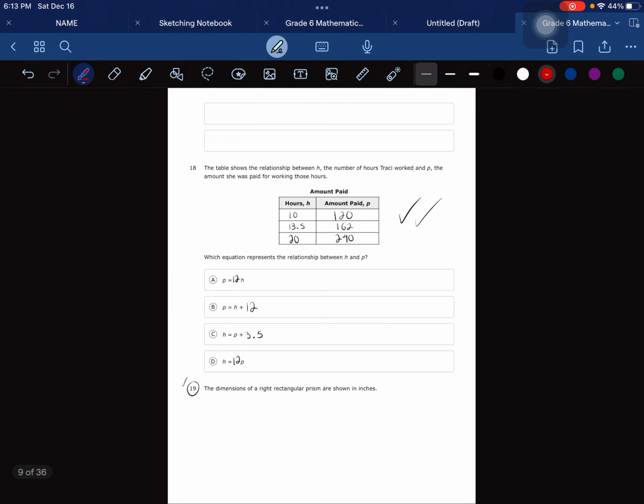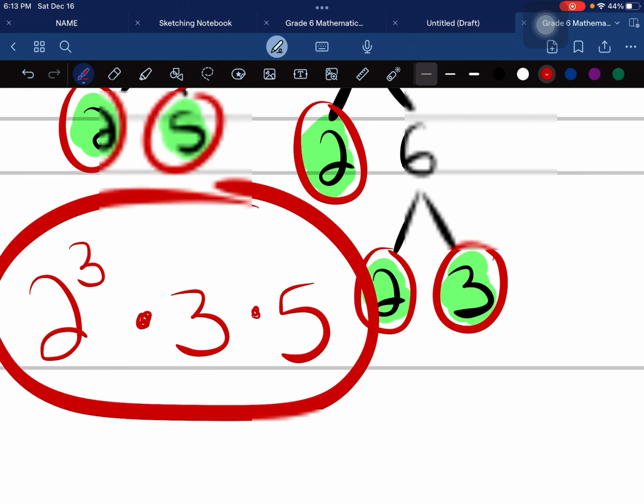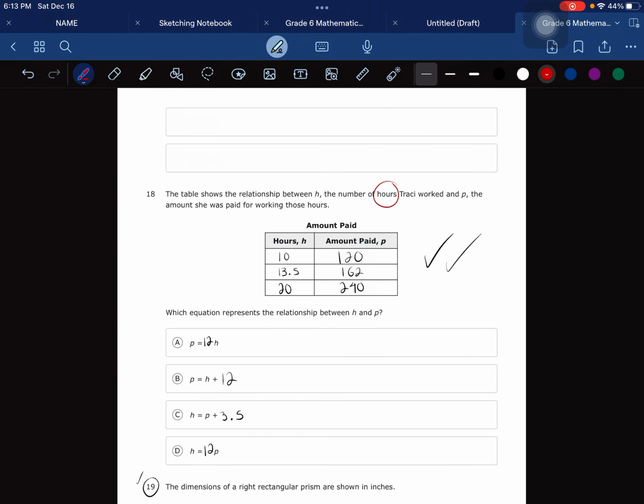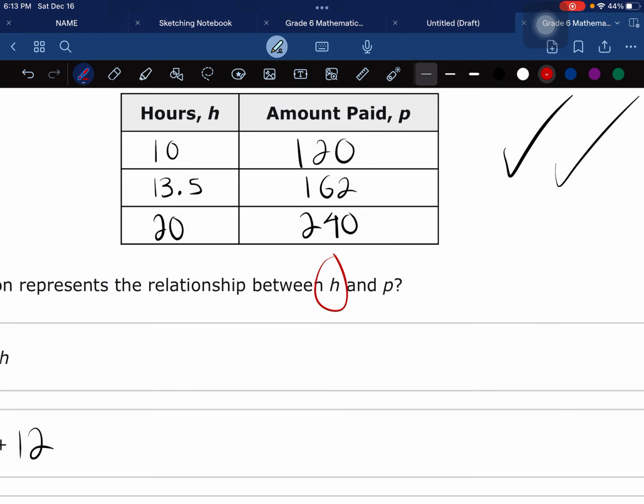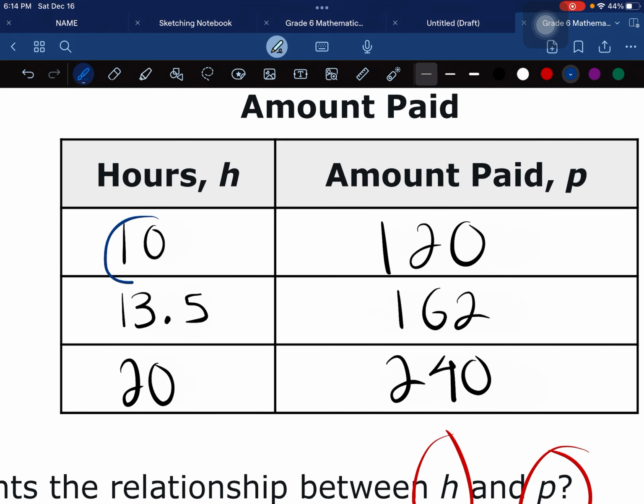18, chicos. Oh, this is the easiest thing ever, chicos. Table shows the relationship between H, the number of hours, and P, the amount she was paid for working those hours. Which equation represents the relationship between H and P? Well, what's happening here, chicos? Aquí, ¿qué está pasando? So it's going from 10 to 120. How did they do that?